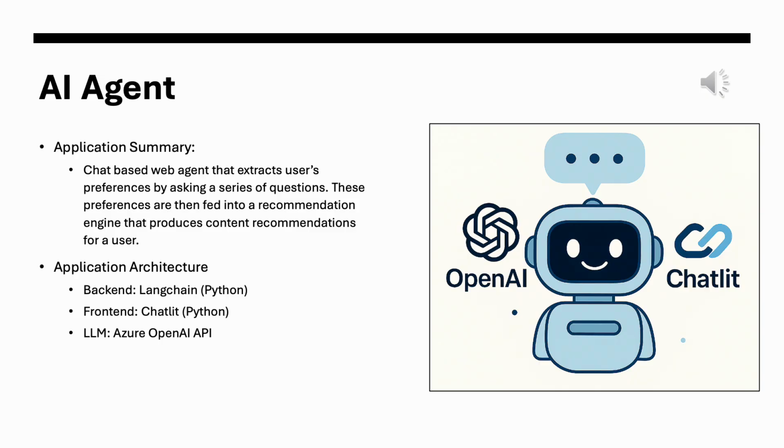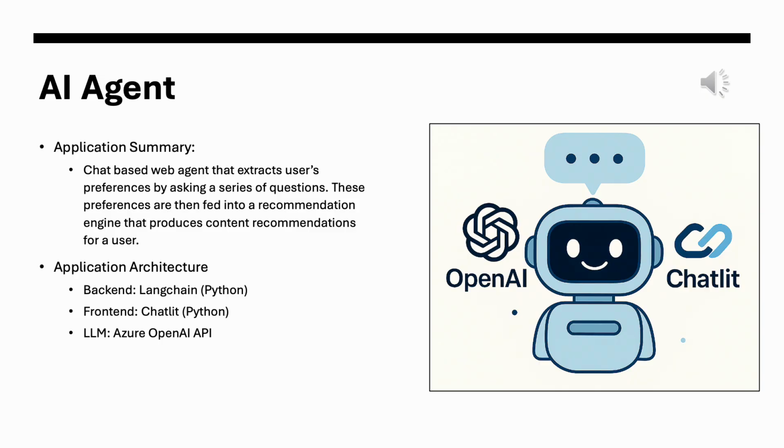Now that we better understand our data, we can move on to building the AI agent, the brains behind this application. The application we are building is a web-based AI agent that extracts users' preferences by asking a series of questions. These preferences are then fed into a recommendation engine that produces content recommendations for a user.